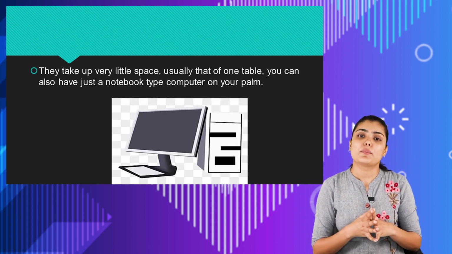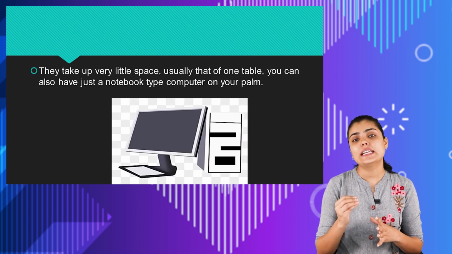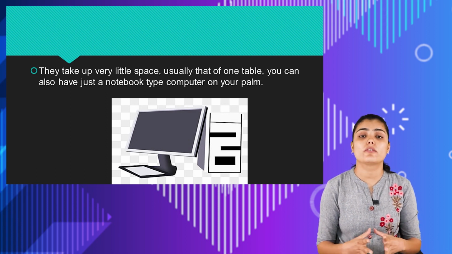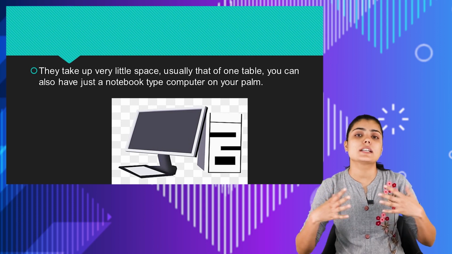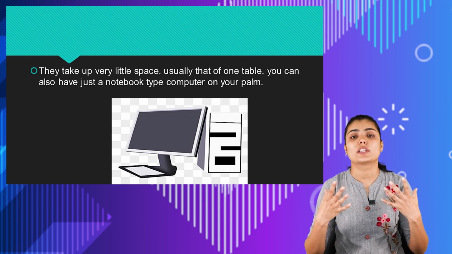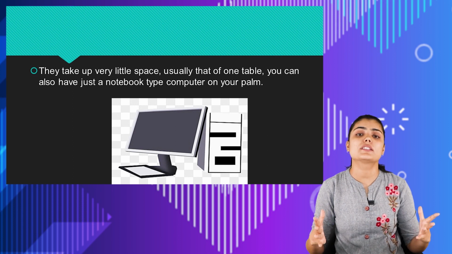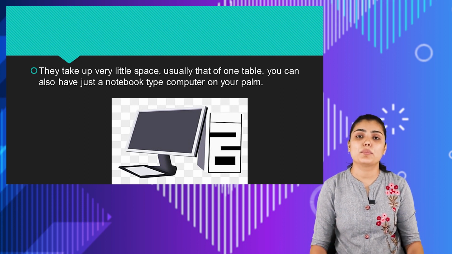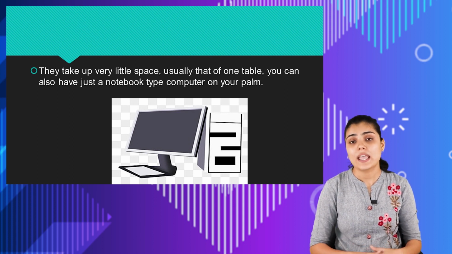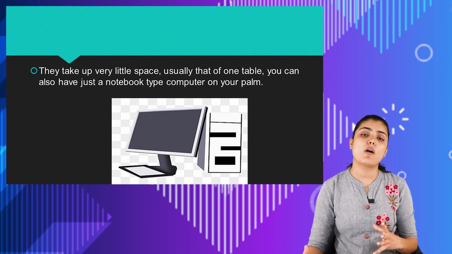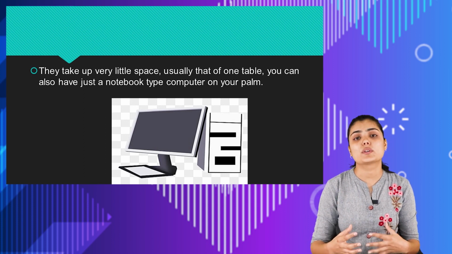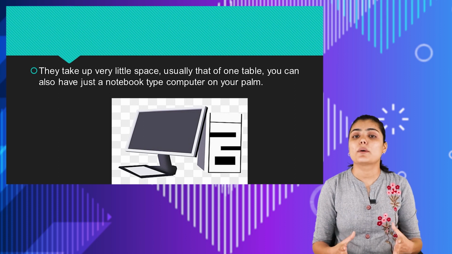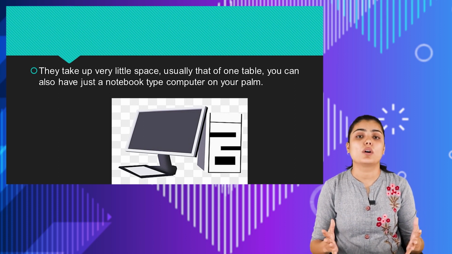Another advantage of a computer is that it takes up very little space, usually that of just a small table. For the computer, we do not need a large space to place it or to operate it. A small space on top of a table is usually enough. Now, if we talk about advanced forms of computers such as laptops or notebooks, they only occupy the space of our palm.